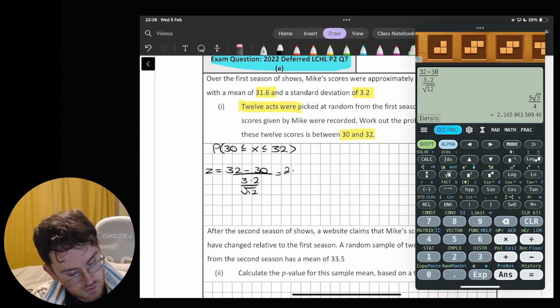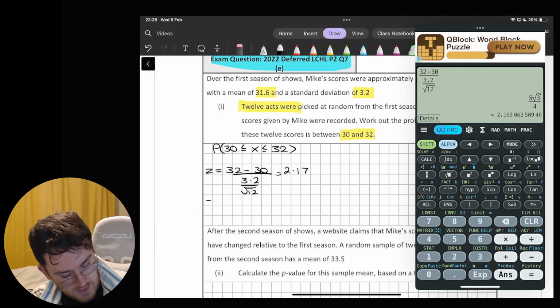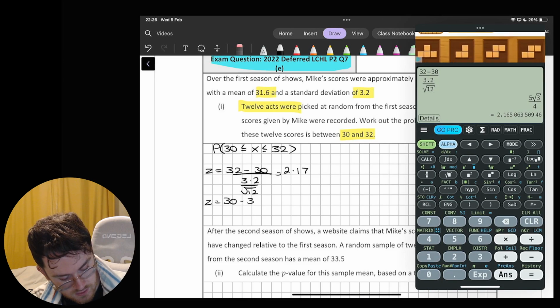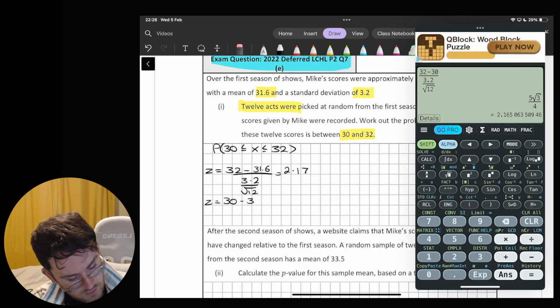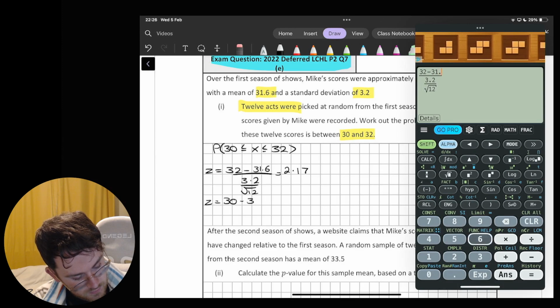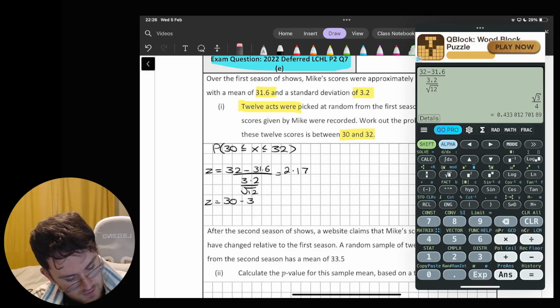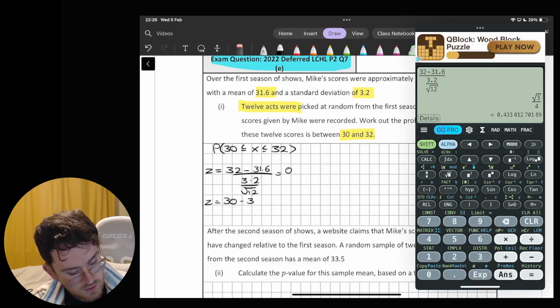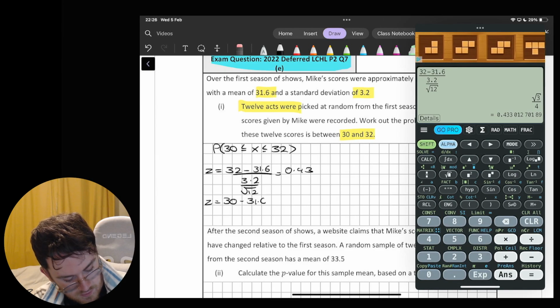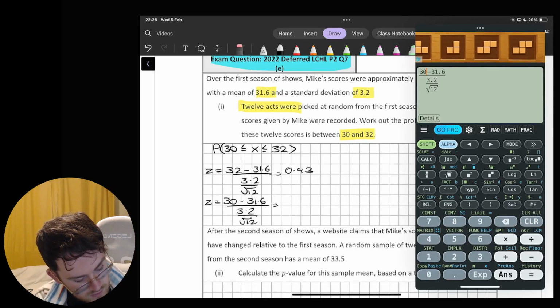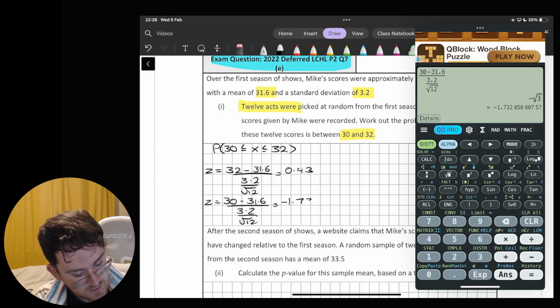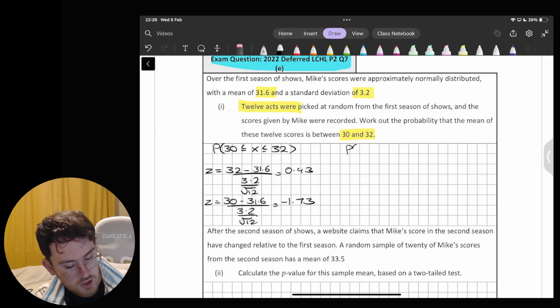So 2.17 and 30 minus, oh sorry, that filled in the wrong value there for the mean. 31.6, yeah, that looks a bit more like it, so 0.43. And 30 is minus 1.73. So we are looking for the probability that Z is between minus 1.73 and 0.43.